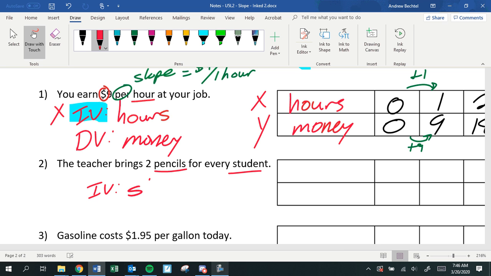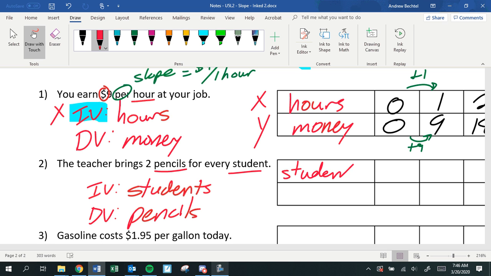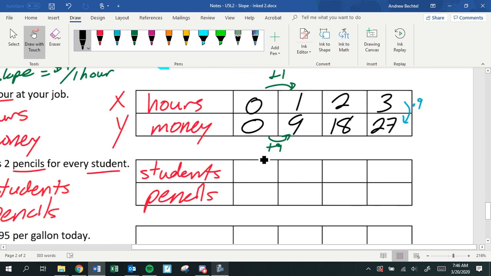Input is students, because if I use this function machine and I tell it how many students I have, it's going to tell me how many pencils to get. We're going to put students on top, pencils on bottom. We're going to complete this table.